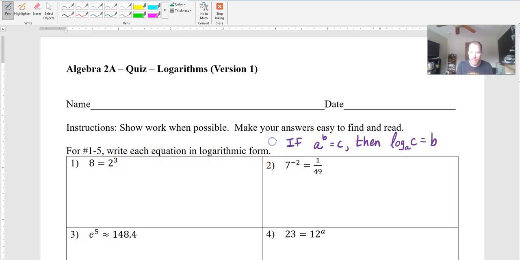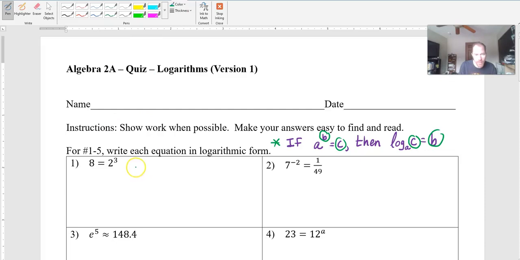Our first section, 1 through 5, says we want to write each equation in logarithmic form. Just to remind you, this is the rule or pattern we're going to use. If we have a raised to the power of b equal to c, then the logarithm base a of c equals b. We start with exponential form and write it with a logarithm. B and c just switch positions, and then we apply the logarithm. That's about all we're doing here.